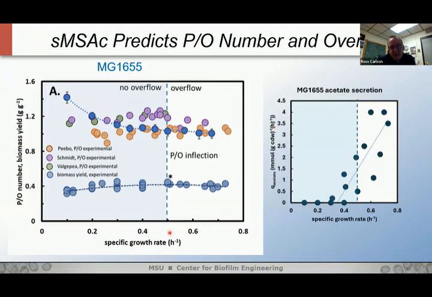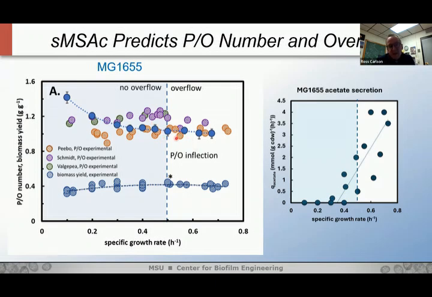This prediction is, we say, about 0.5 inverse hours. If we look at the experimental data, it's starting to occur somewhere between 0.4 and 0.5. So again, consistent with the data. We also see that experimental biomass yield as a function of growth rate maximizes at about that transition point.